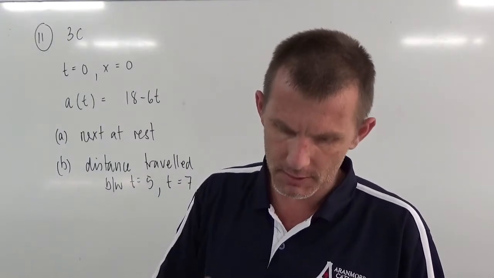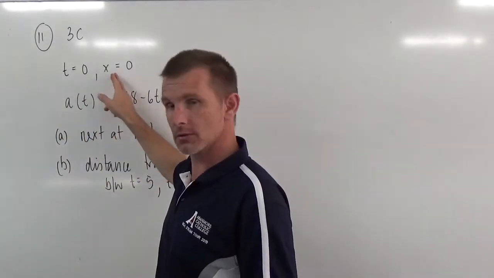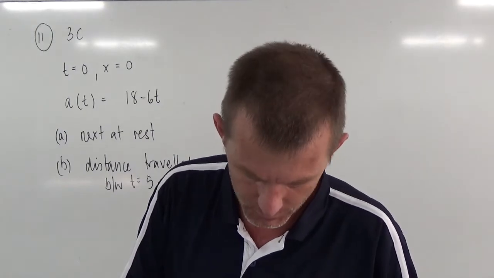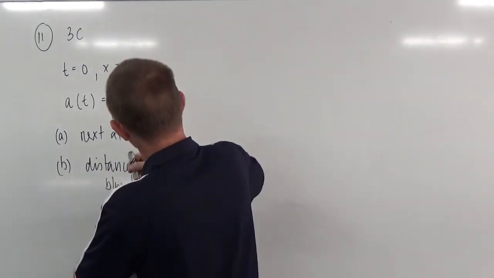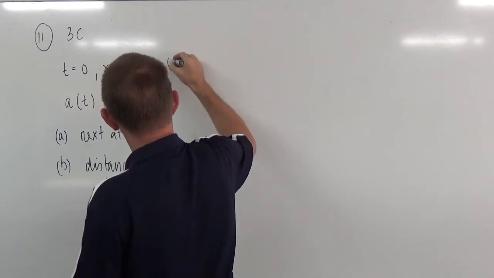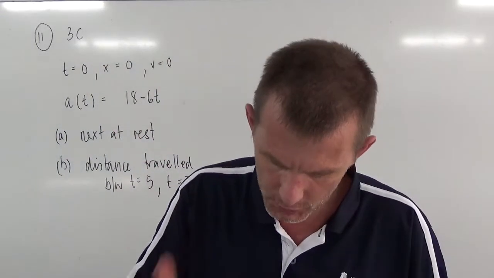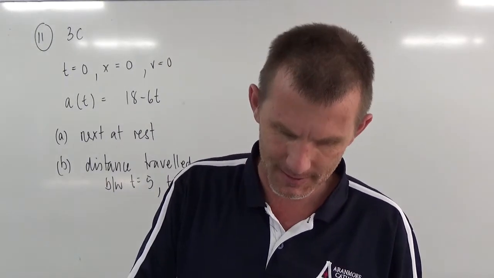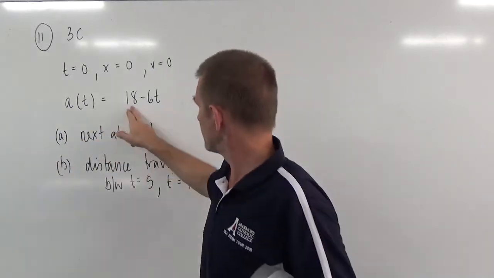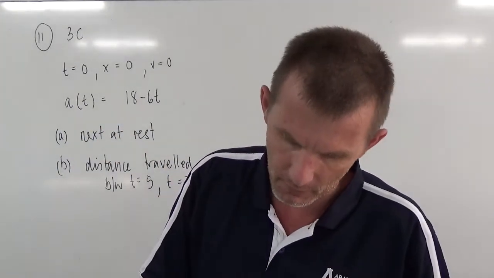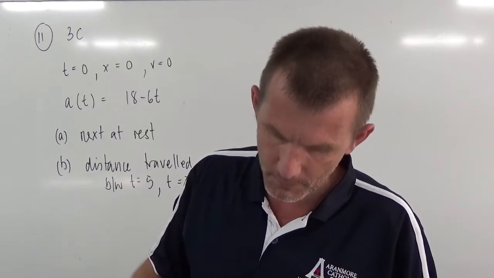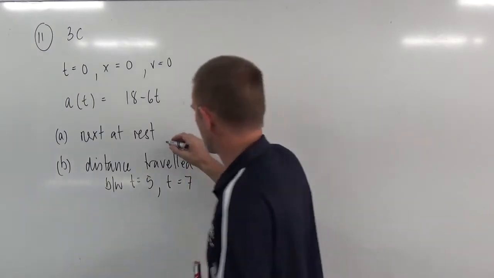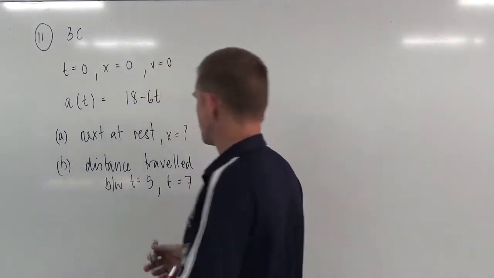It says a body is initially at rest, stopped, at the origin. Initially at rest at the origin, and moves in a straight line such that its acceleration t seconds later is given by this. Find the value for t for when the body is next at rest and the displacement at that time. So that's what we need.